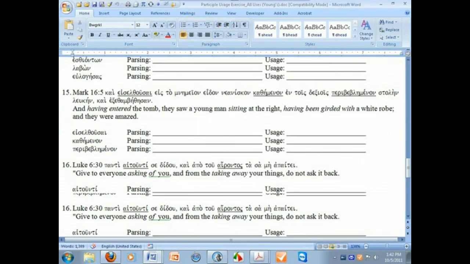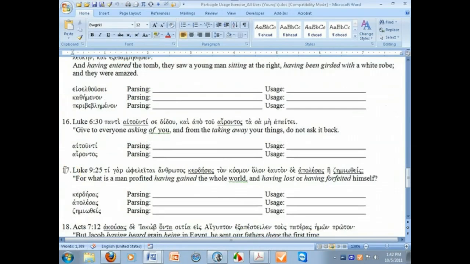Okay, number 16. Give to everyone who is asking you, and from the one taking away your things, do not ask it back. Okay, Sam? Present active, masculine, dative, singular. Correct. And I have usage as a predicate modifier.